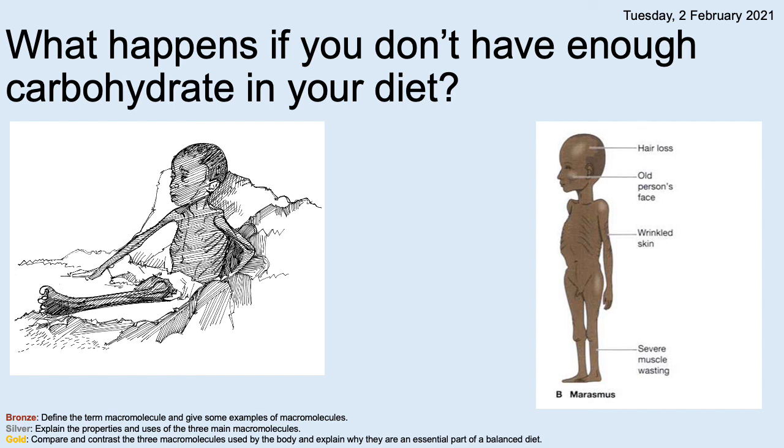So what happens if you don't have enough carbohydrate in your diet? Well, you've got this condition called marasmus, and that is normally prevalent in very underdeveloped countries, and it can lead to hair loss, severe loss of muscle and body mass, and it makes people appear like an old person. They've got a drawn-in, sunken face and look very frail, regardless of the person's age.